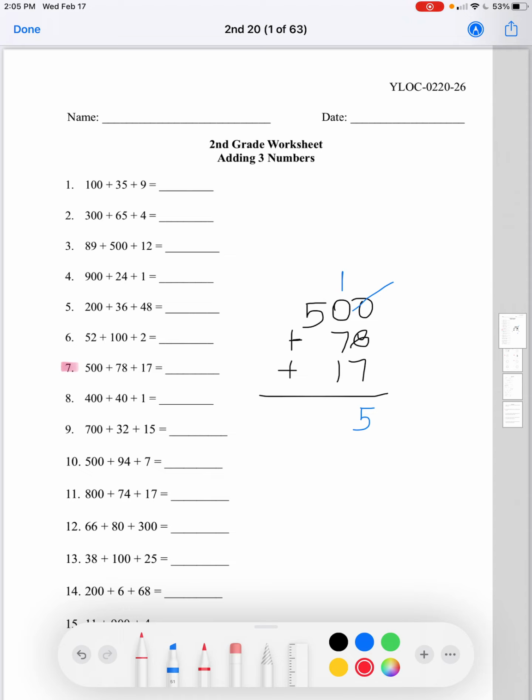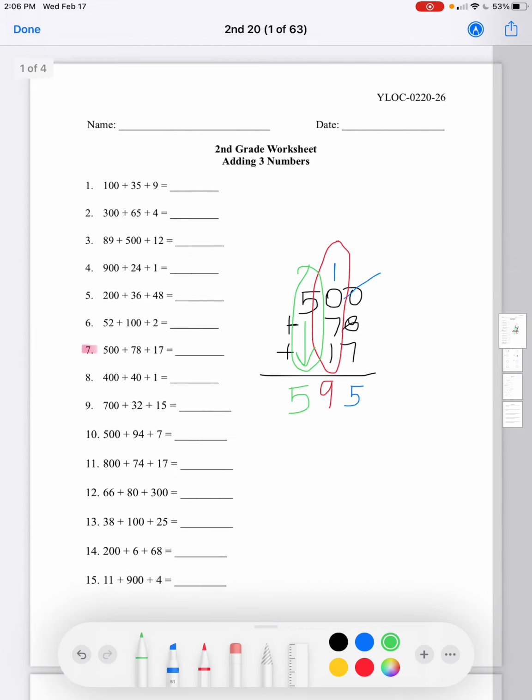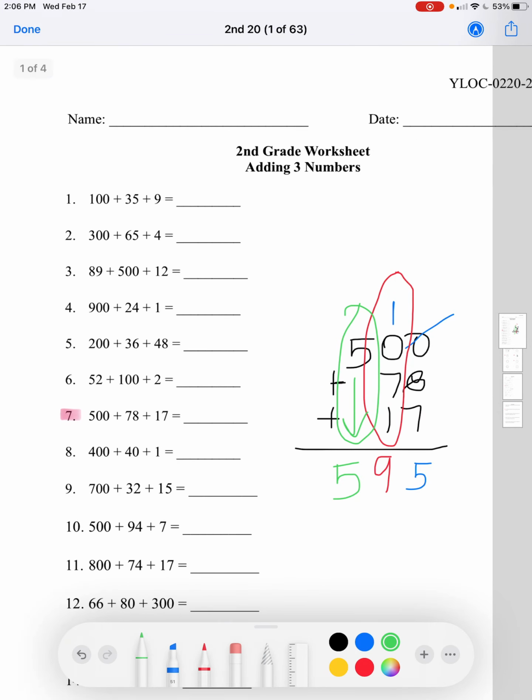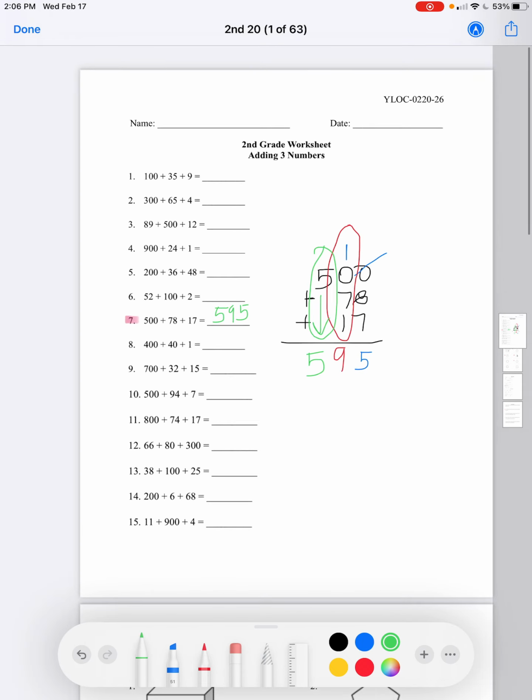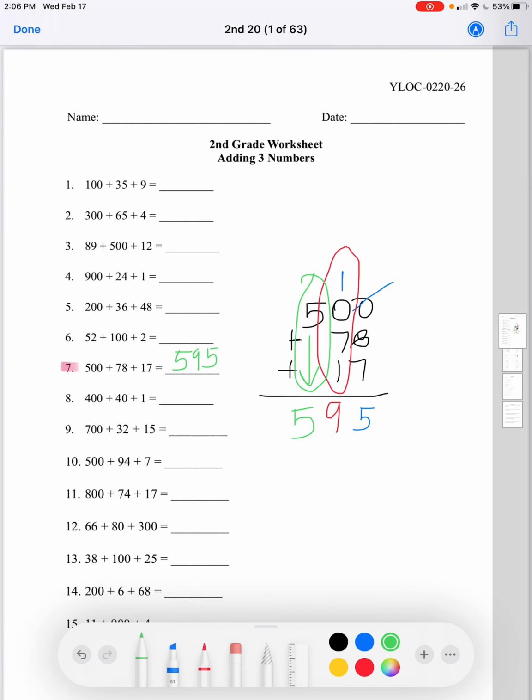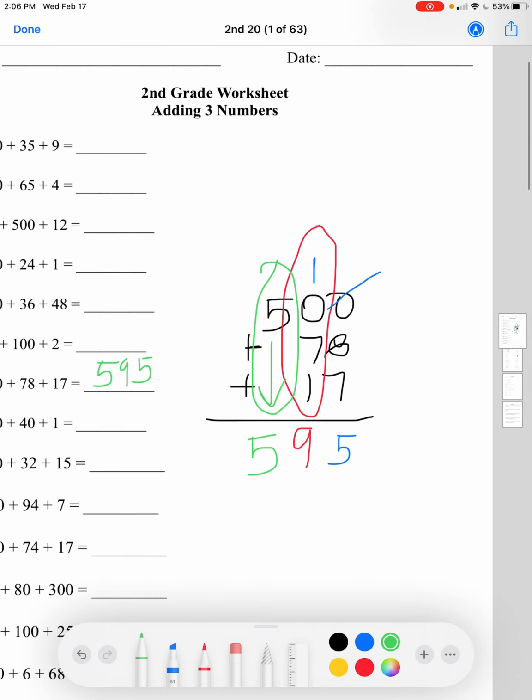And now we'll look at our tens place. Right here we have 1 plus 0 plus 7 plus 1. So 1 plus 7 equals 8, and 8 plus 1 equals 9. So the tens place, if you add it all together, you'll get a 9. And then we'll look at the hundreds place. We have 5 and nothing, so we'll just bring that down. So if you add these numbers together, you'll get 595. So that's how you add these numbers together.